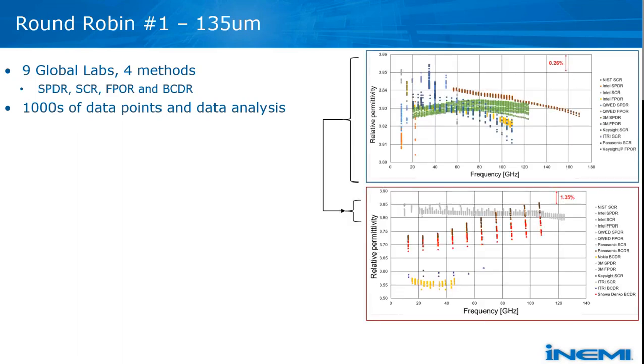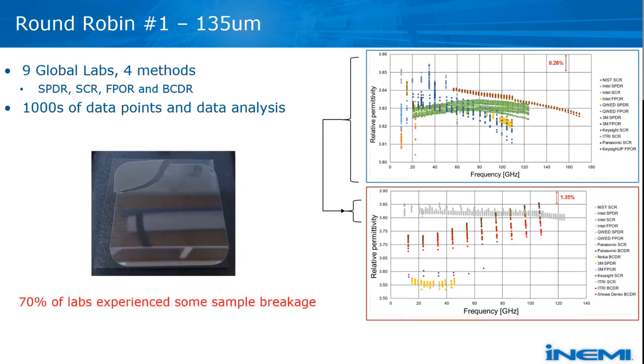I just want to highlight the high level result of the data. This is all the data overlapped, showing the different labs using the different methods spanning this frequency range. Now, I'll talk a little bit more about the spread in the data in a minute, but the key point of this round robin was to understand the handleability of these different samples. Ultimately what we found is that although we were able to capture a lot of data and do a lot of measurements on these samples, 70% of the labs experienced some level of breakage with the samples. So we thought that was probably too high and that we needed to make some improvement on that. One thing I'll note is if you look at the spread here, there are biases in these tools, and this really goes back to the need for an SRM.